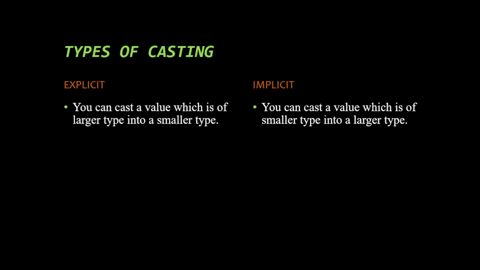In explicit, you can convert a large type into a smaller type. I mean the large primitive data type into a smaller primitive data type. And in implicit, we can convert a small type into a large type, that is a small data type into a large data type. That's what we do in implicit. In explicit, we use a special form that we'll see in our IDE. So let's go to our IDE.